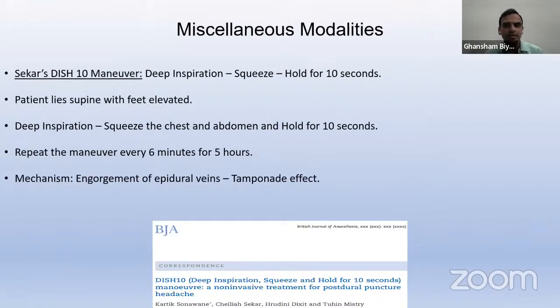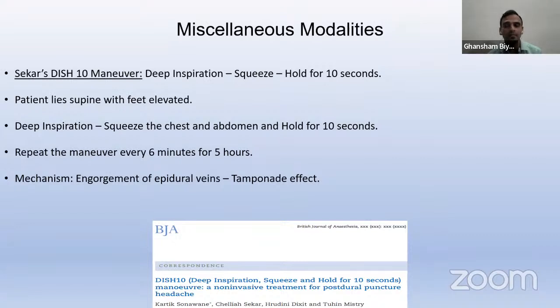This is the last modality which I have come across, called Saker's DISH-10 maneuver. It was recently published in the British Journal of Anaesthesia. DISH basically stands for deep inspiration, squeeze, and hold for 10 seconds. Here you ask the patient to lie down with feet elevated, take a deep inspiration, then squeeze both the chest and abdomen and hold the breath for about 10 seconds. The patient has to repeat this maneuver every 6 minutes, so 10 times per hour for a period of 5 hours. In total, the patient has to do 50 maneuvers.